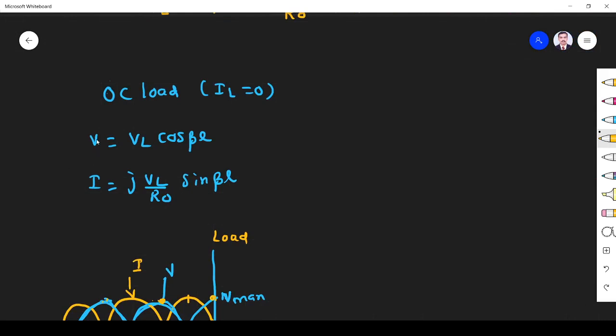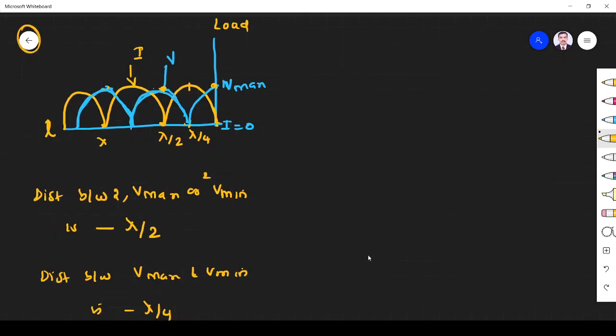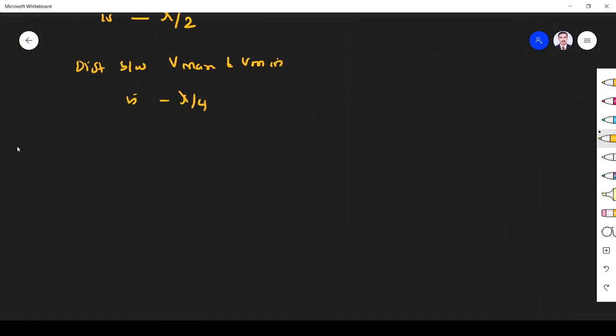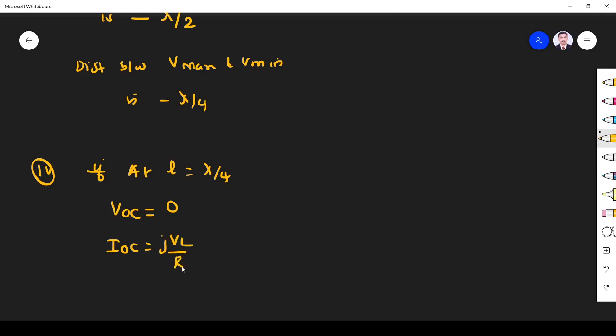What is the voltage of the open circuit load in a dissipationless line? Current and voltage waveform. Suppose the fourth one is, if L is equal to lambda by 4, VOC becomes 0, and IOC becomes jVL by R naught.